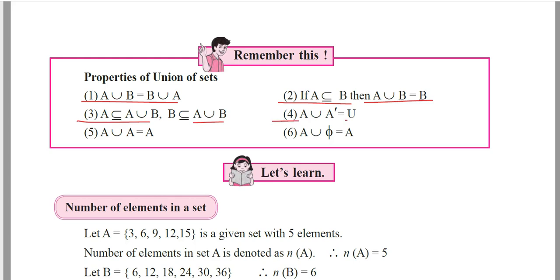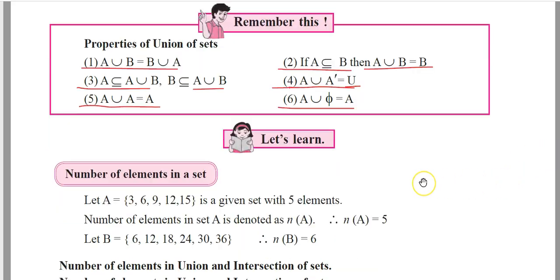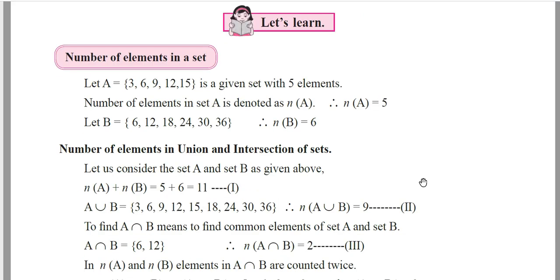Third, A is a subset of A union B and B is a subset of A union B. Or the fourth, A union A complement is equal to U. A union A is equal to A. A union phi is A.